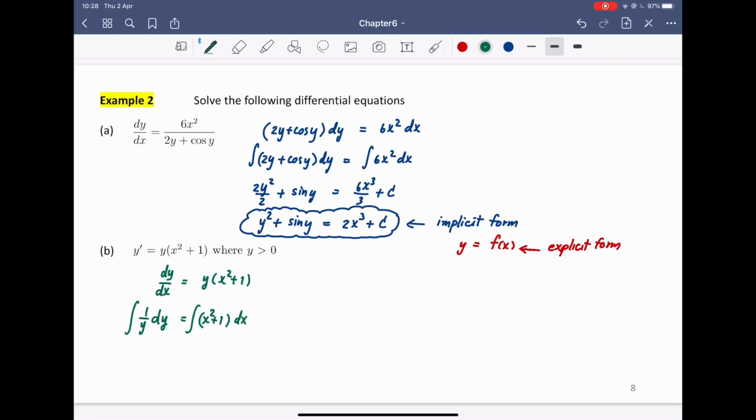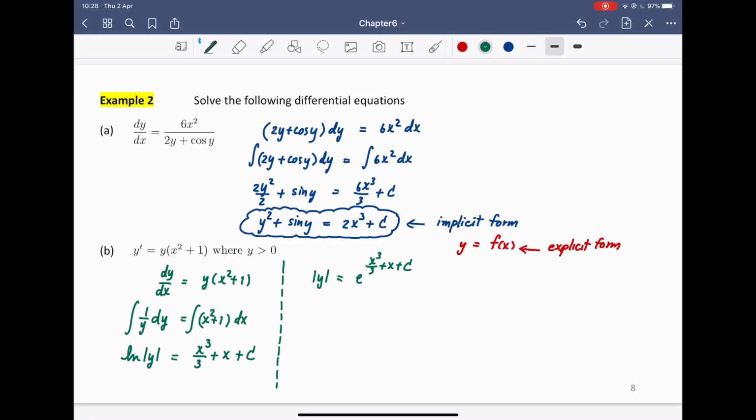And then after that I integrate on both sides. So integrating 1 over y dy, I get log absolute y, and integrating x squared plus 1 dx, I get x cubed over 3 plus x. And then I simplify a little bit, so I get absolute y equal to e raised to the x cubed over 3 plus x plus c, plus c here too, sorry.